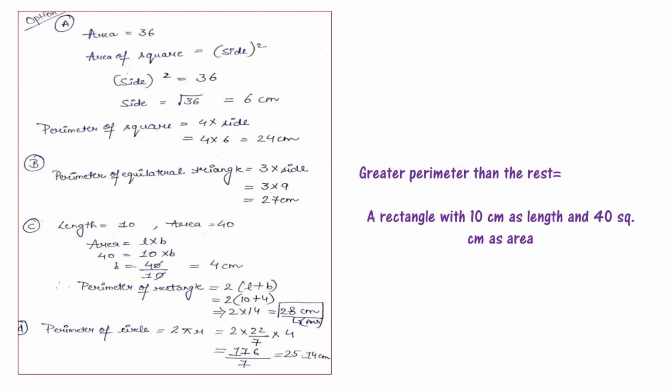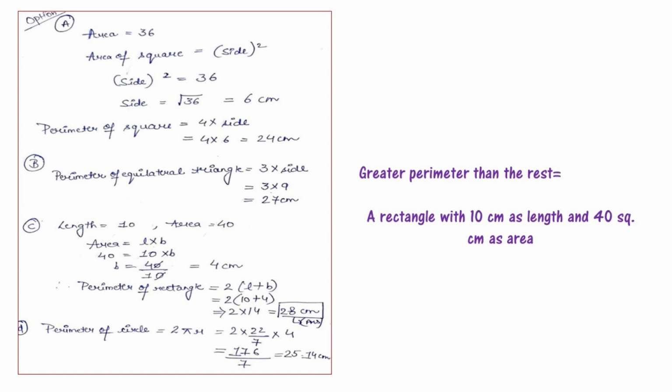Now let us solve this question. We will solve this question by options. Like option A, which says a square with an area of 36 square centimeter. Now area is 36. Now we have to find out the area of a square, that is side square. Side square is equals to 36. Now side is square root 36, that is 6 centimeter. Then the perimeter of a square is equals to 4 into side, that is 4 into 6. That will come 24 centimeter.